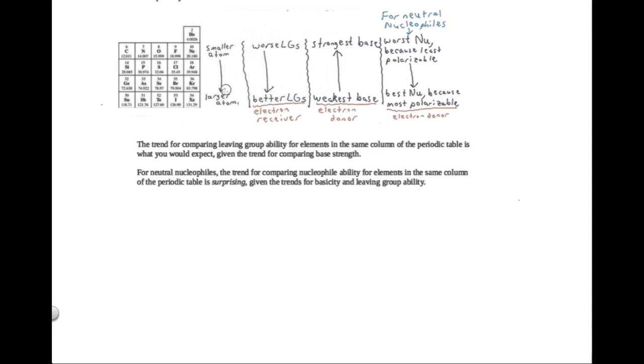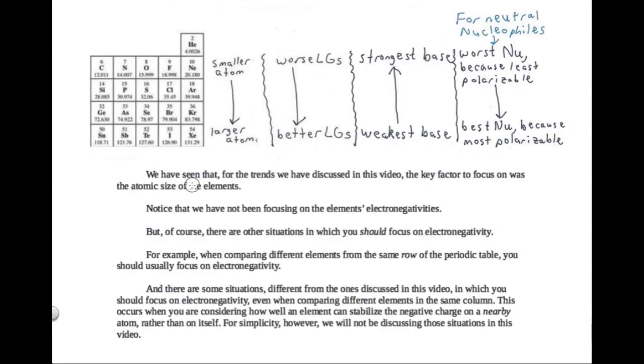You have to always articulate what role you're thinking about: leaving group, base, or nucleophile. We have seen that for the trends we have discussed in this video, the key factor to focus on was the atomic size of the elements. So notice that we have not been focusing on the elements' electronegativities.